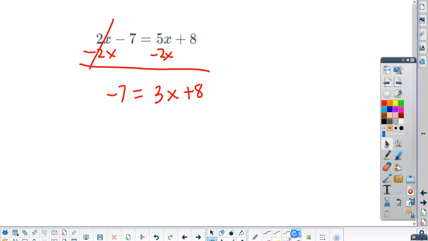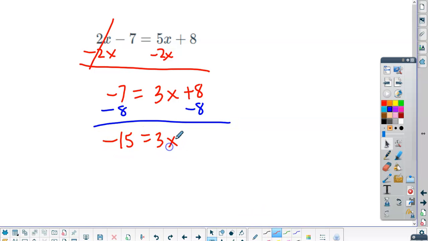Now my right-hand side has more than one term, right? 2 terms. So because this side is a constant, I need this constant to come over there to be combined. So I'm going to subtract 8 from both sides. And now I'm going to clear my coefficient by dividing both sides by 3. And I get my final answer, which is -5.